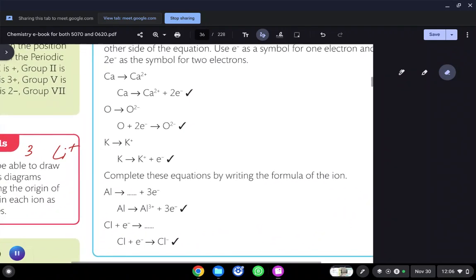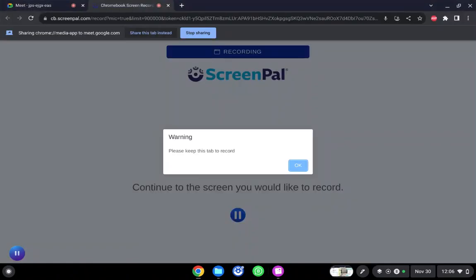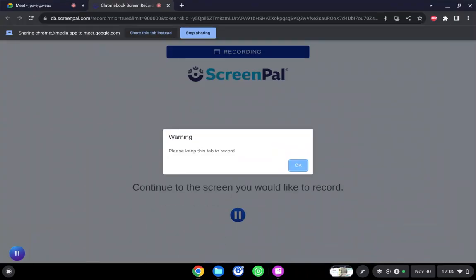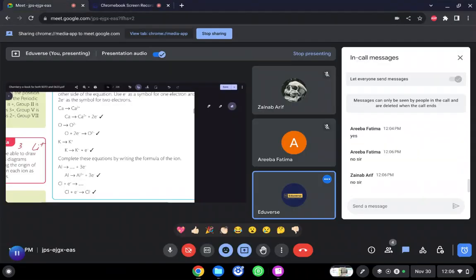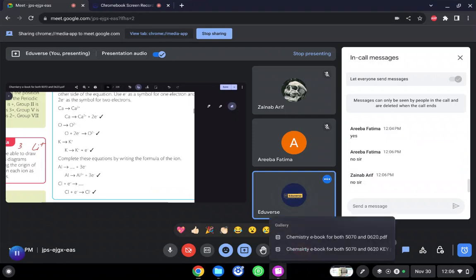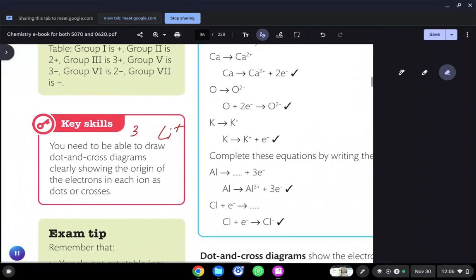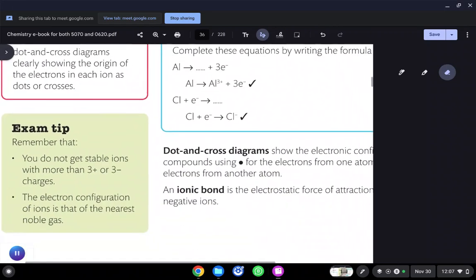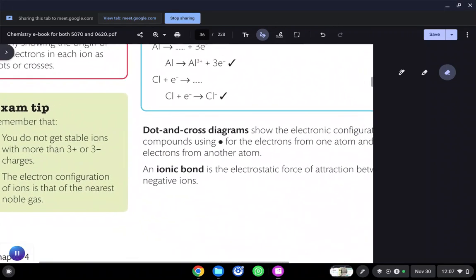Any problem in this concept? All right. Moving forward, you need to be able to draw a dot and cross diagram clearly showing the origin of electrons in each ion as dots and crosses. Okay, we are going to learn this dot and cross diagram.